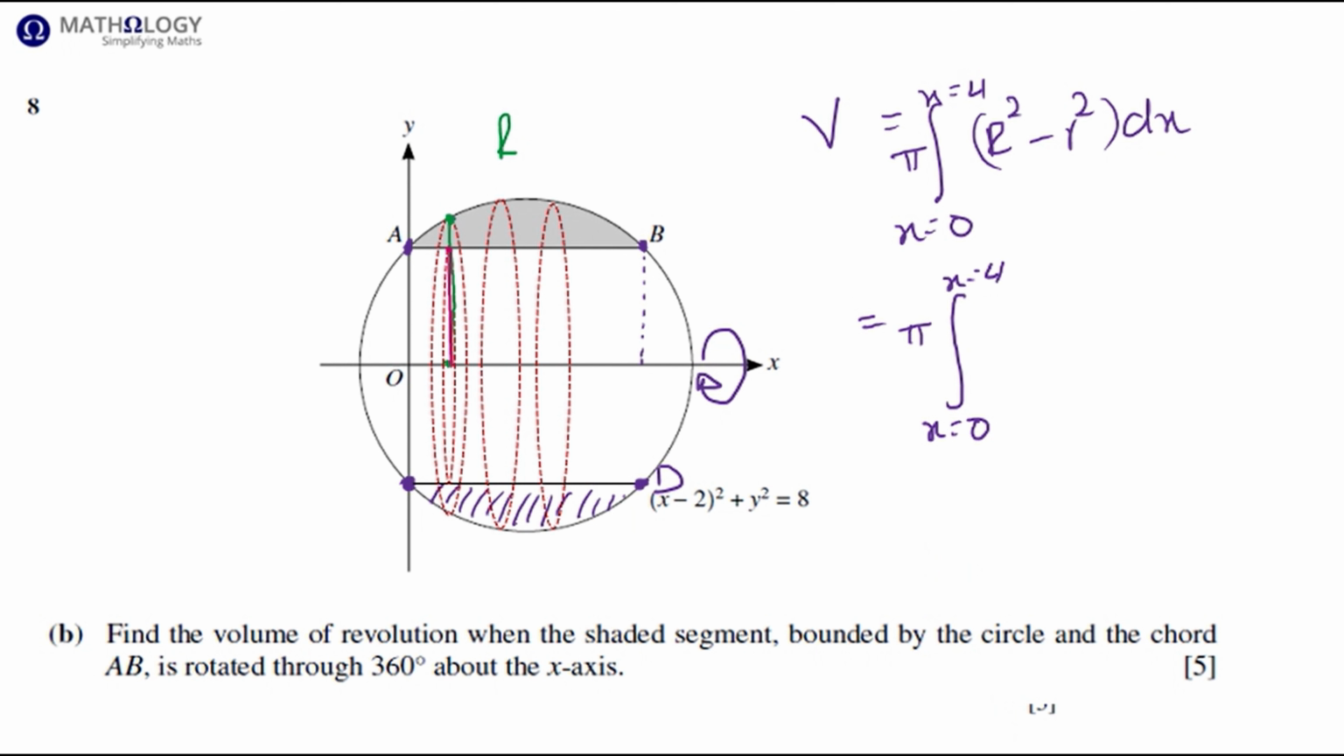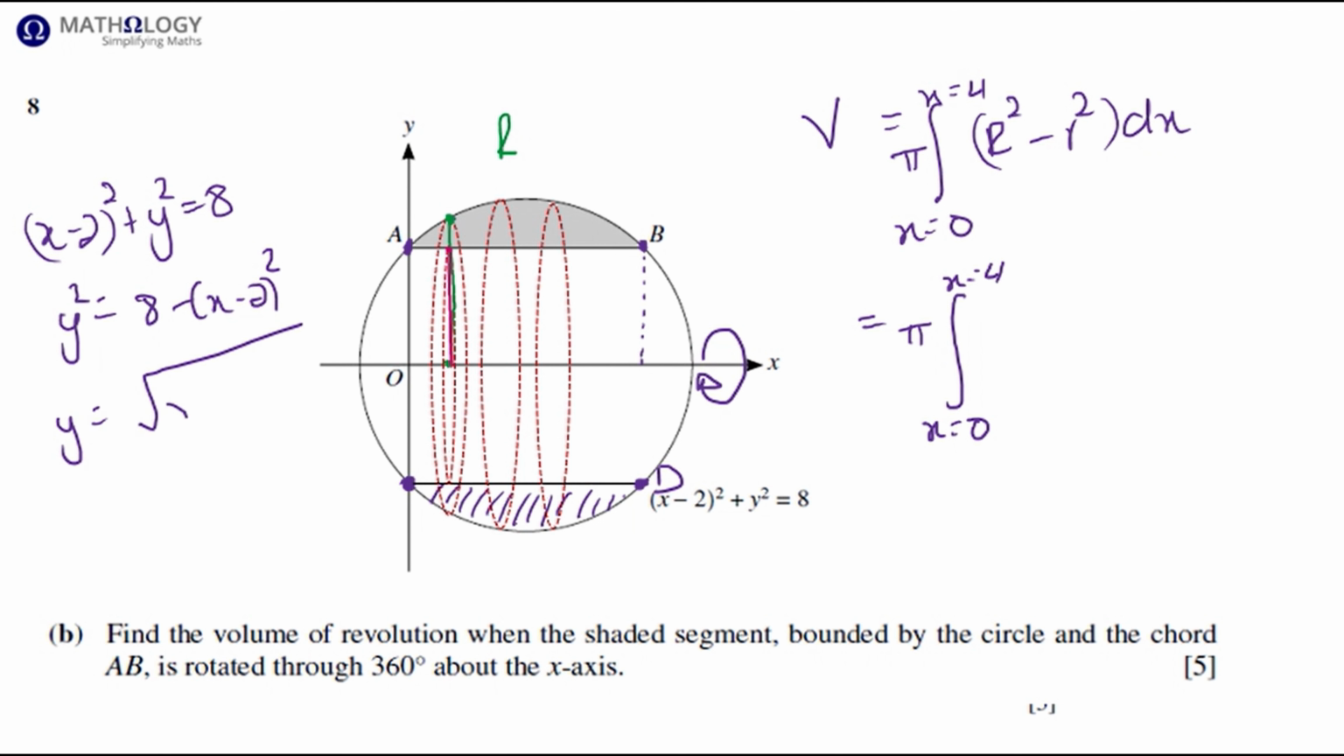The radius squared, the outer radius, the radius of the larger circular cut, will be the equation of the circle, right? And this has to be y in terms of x. So we are going to need to express the circle as follows. First we isolate y squared, so it will be 8 minus x minus 2 all squared, and then we square root both sides. So it will be the square root of 8 minus x minus 2 all squared.